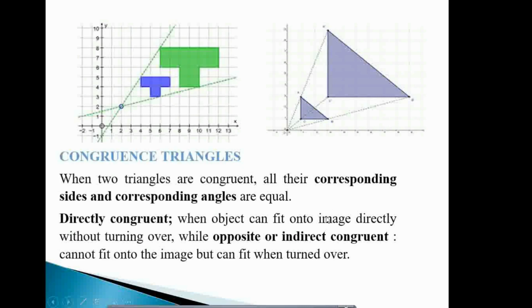And then we can also have a situation whereby we have triangles that are congruent to each other. When two triangles are congruent, all their corresponding sides and corresponding angles are always equal, as you all know. There is direct congruency and also indirect congruency. Direct congruency occurs when the object can fit onto the image directly without turning over. While for the opposite or indirect congruency, you find that you cannot fit onto the image but can fit when the object is turned over.